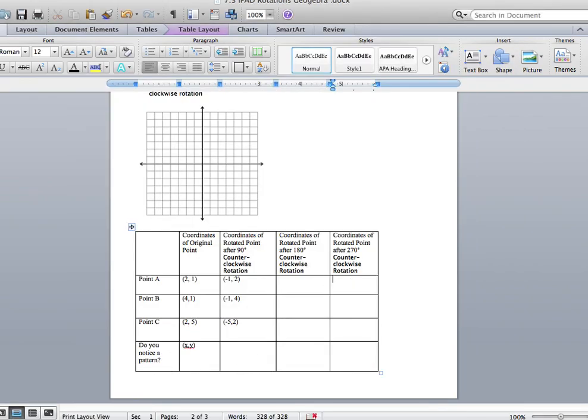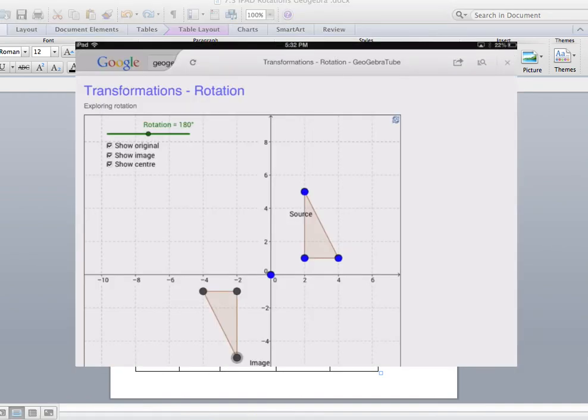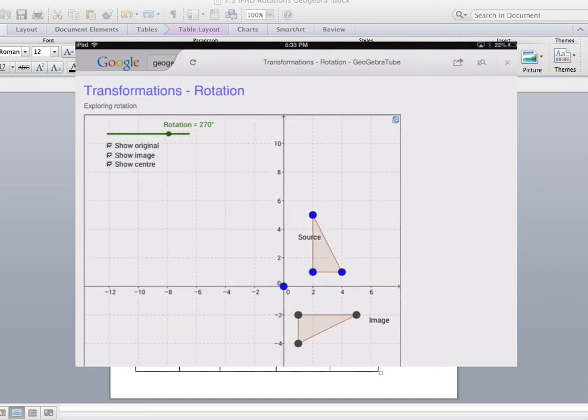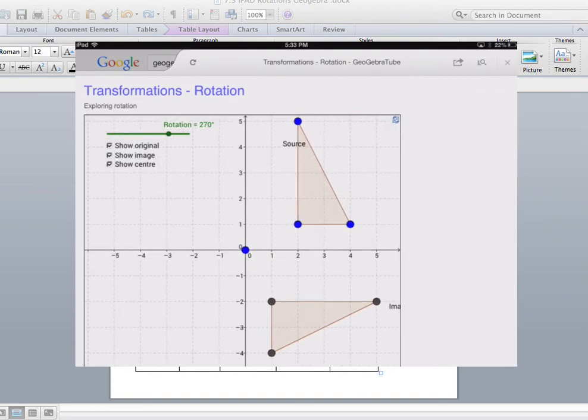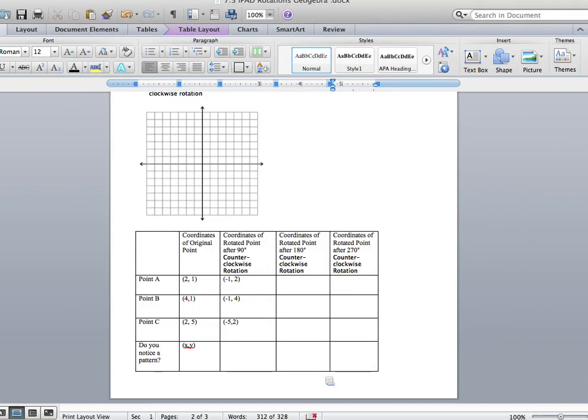Same thing to 270. Rotate your graph to 270. Okay, a little bit too far, that's 275. 270 would be there. Describe the coordinates and see what's going on. Okay, and that'll be it. Hope this helps you see it a little bit better.